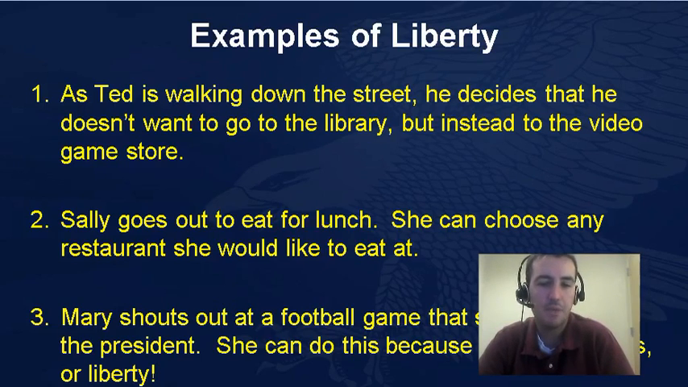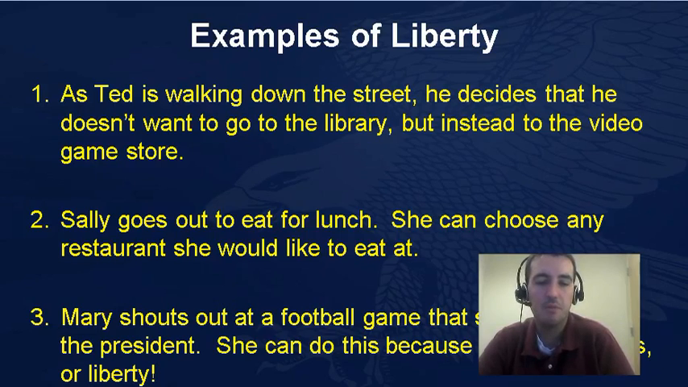Sally goes out to eat for lunch. She can choose any restaurant she would like to eat at. So we have the liberty to choose in the United States. If we want to eat at Denny's, we can eat at Denny's. If we'd rather go to McDonald's, we can go to McDonald's. We're not forced to eat or go to any specific store or restaurant. That's an example of liberty, having the freedom to choose.